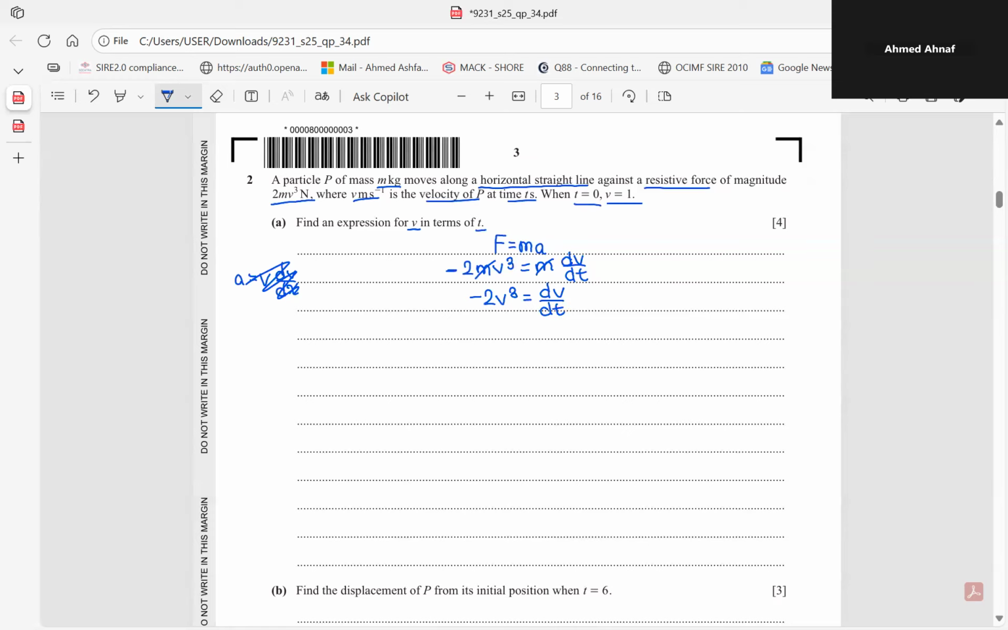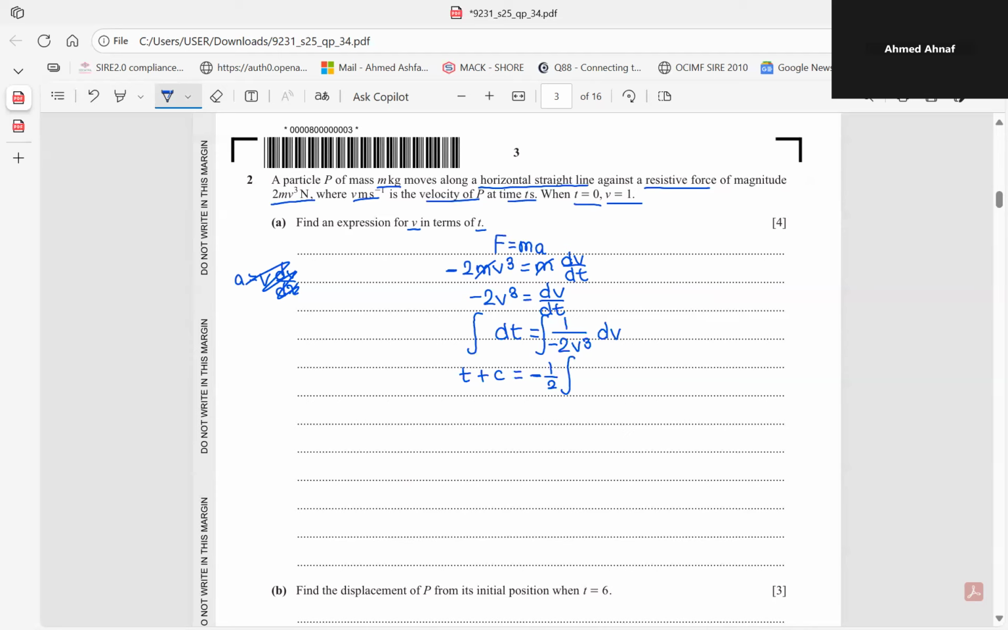So to solve this, you move the v terms over to the right-hand side where the dv is, and move the dt over to the left-hand side. So you get dt equals 1 over minus 2v cubed dv. So you integrate both of these. So the integral of 1 dt, you get t plus c. And as for the right-hand side, you can take out the 1 over negative 2, you get minus half.